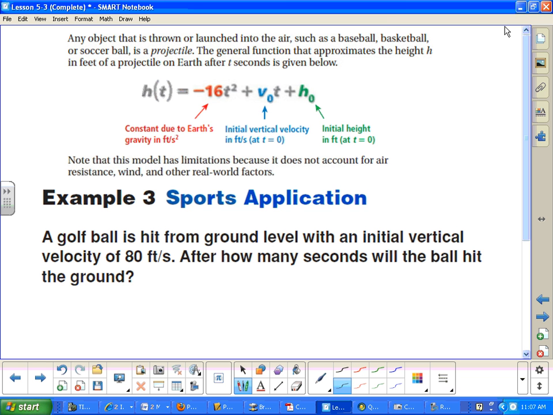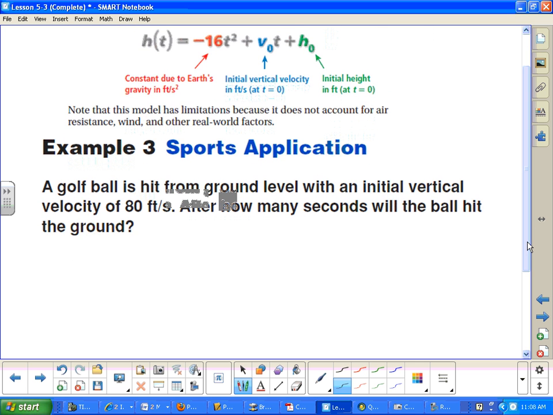h of t represents the height after t seconds. Negative 16t squared is gravity in feet per second. If we were using meters, we would have negative 4.9. v sub 0 is the initial velocity of the ball, and h sub 0 is the initial height. So what we're going to be looking at is what all those values are, and then finding the answers they're looking for from there.